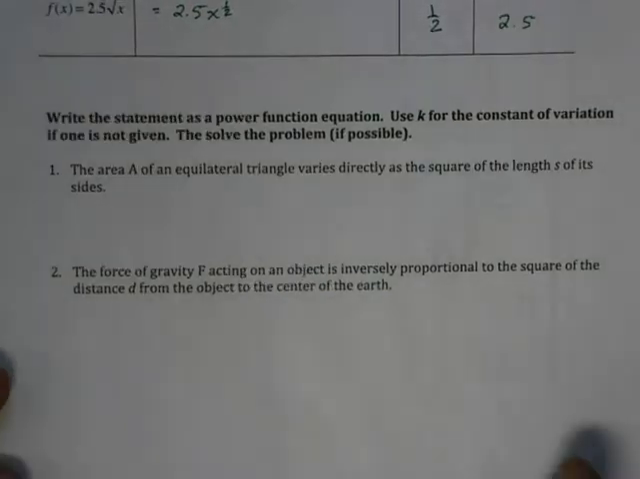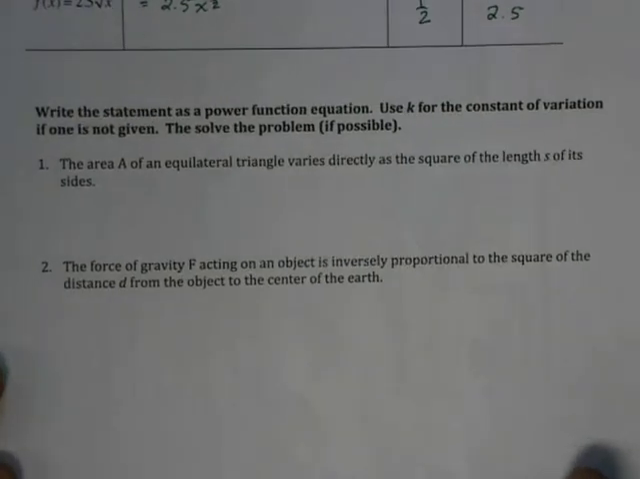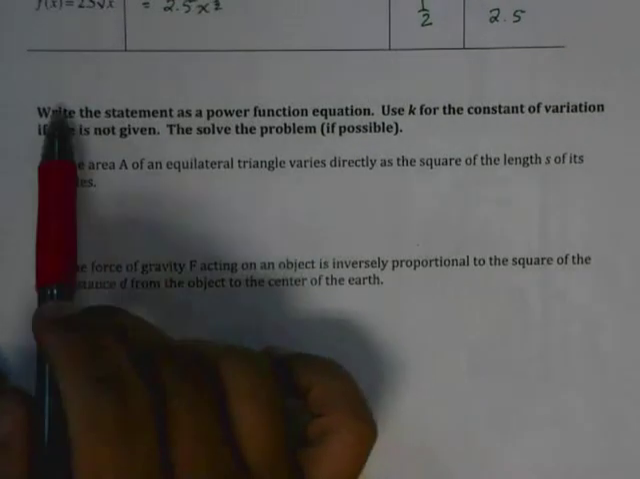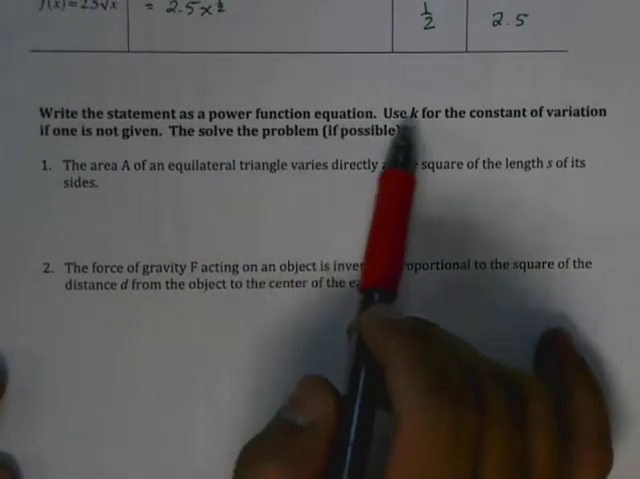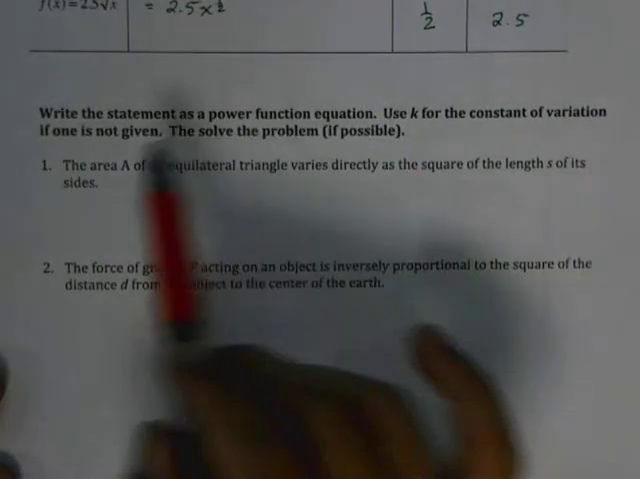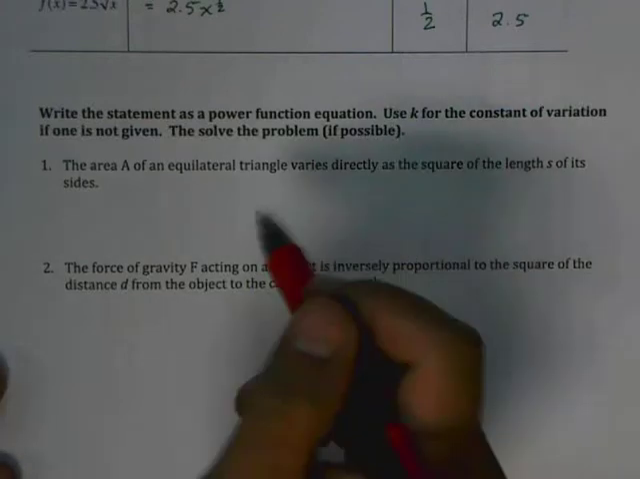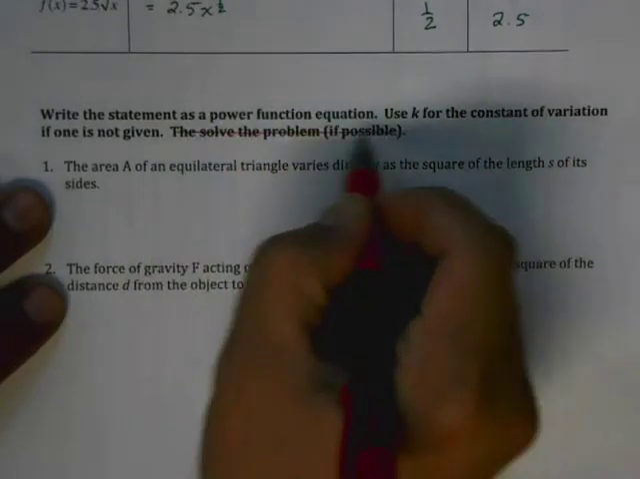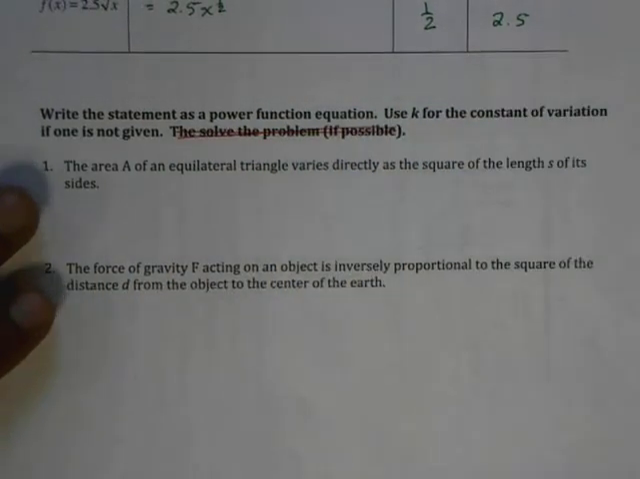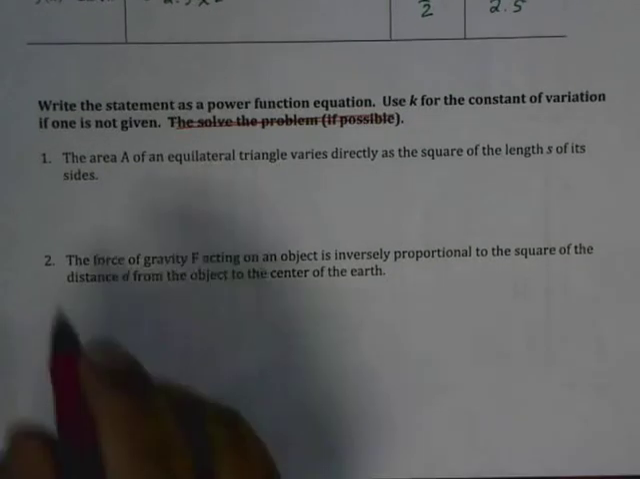Now let's look at some examples of using power functions or writing power functions. Write a statement as a power function equation. Use k for the constant of variation if one is not given. I'm going to cross out this part because it's not meant to be here. It's also grammatically incorrect. So let's start with the first one.